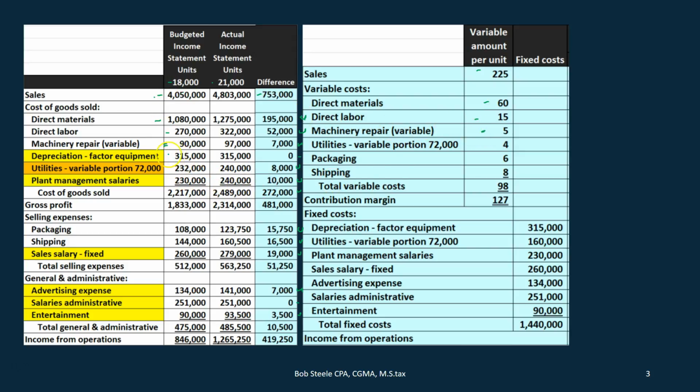When we get to the depreciation, we're going to pull that down into the fixed portion. It's not going to change with the level of production, so we put this in the outer column. We're keeping the amount total because that's just going to be the same for all of our budgets. It's not going to flex. It's not going to be different.